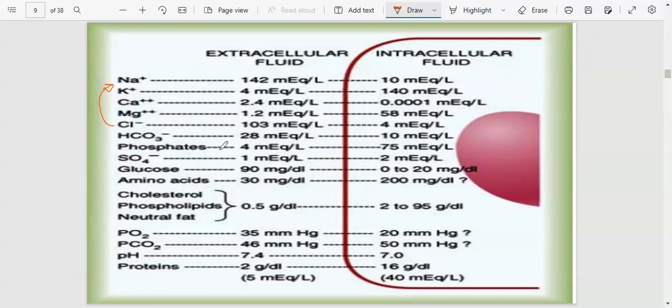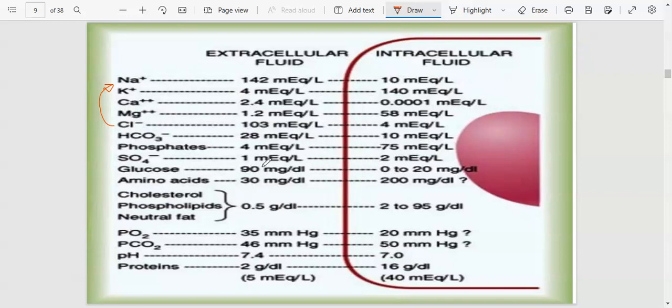We also have the phosphates. Now the phosphates are mostly found within the cell rather than outside. So outside the cell we've got only 4 milliequivalents per liter, but inside 75. We also have the sulfate. Sulfate is also a little more inside the cell than outside, though the sulfate ions are still low, whether inside or outside the cells. Outside the cell you have 1 milliequivalent per liter, while inside you have 2.